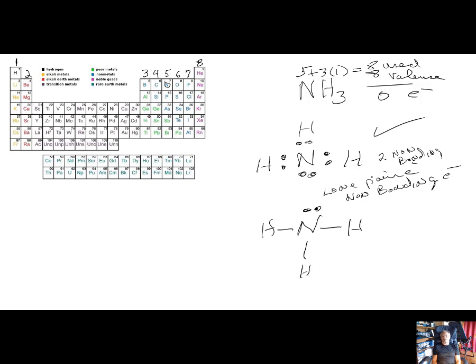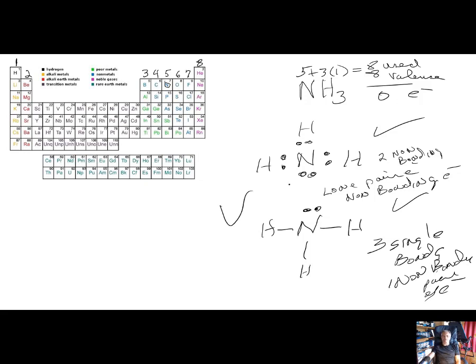And you have 2 shoes or you have a pair of shoes. You have 2 non-bonding electrons or you have a pair of non-bonding electrons. It all means the same thing. So we've got 2, 4, 6, 8. Our structure is done. This structure has 3 single bonds and it has 1 non-bonding pair of electrons. Okay? And that is ammonia's Lewis dot structure.